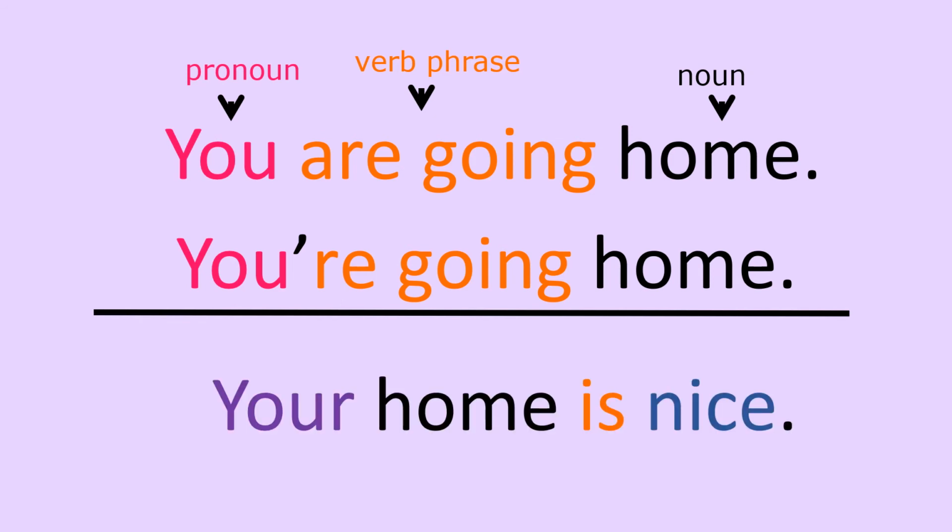Here we've got your home is nice. This type of your isn't a contracted form. There's no apostrophe. We can't say you are home is nice. That doesn't make sense. A good way to check if you've got the correct spelling is to check if you can say the words you are in that sentence instead of your. If you can say the words you are, you need an apostrophe. If you can't say the words you are, you probably don't need an apostrophe.